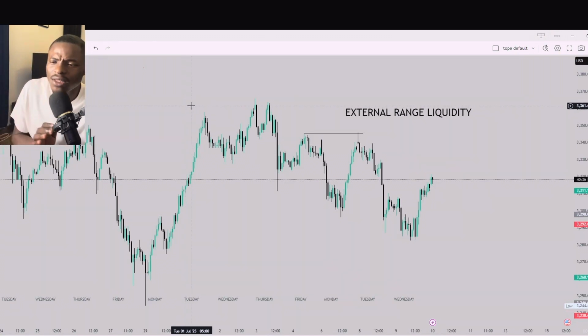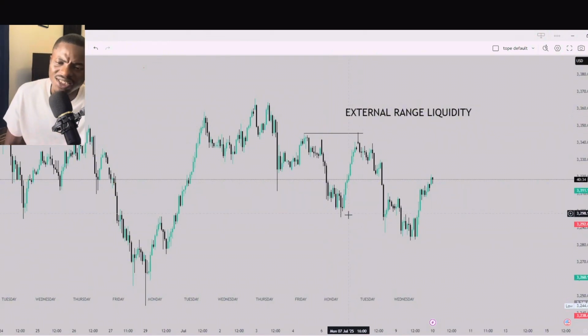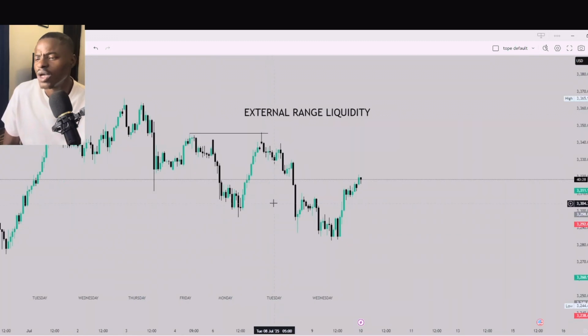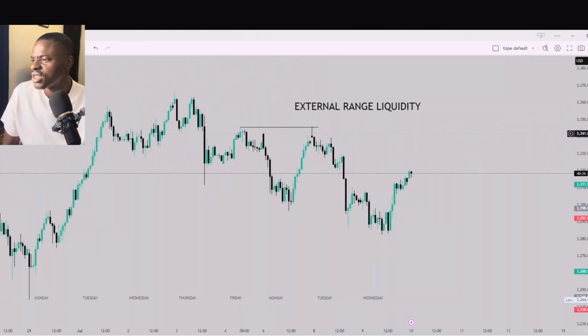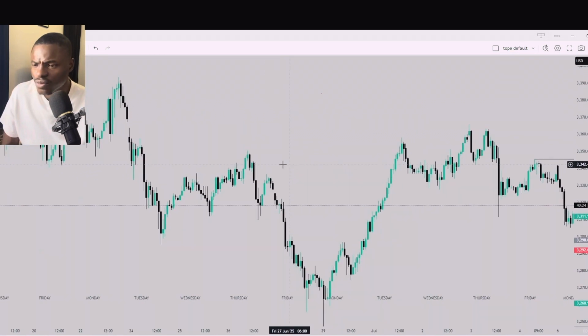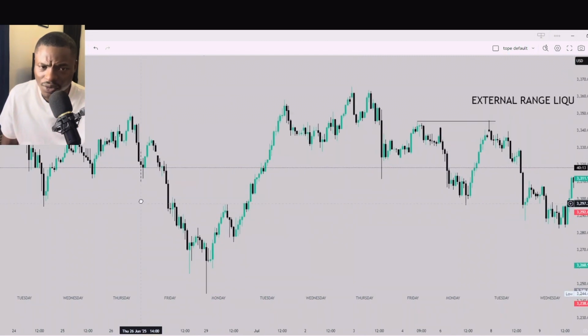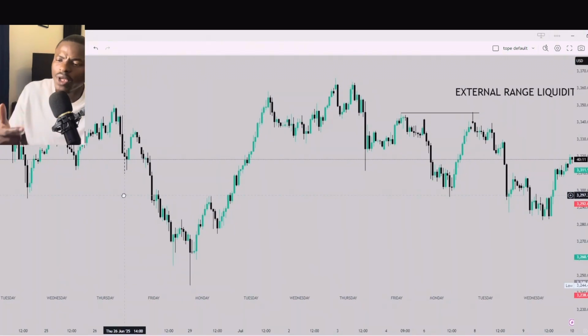So the market moves from external range liquidity to internal range liquidity. This is what an external range liquidity is: previous session high. After we take this previous session high, we are due for a movement. For example, here too, we took out this high right here and we have a change of state of delivery and we start going down. So that's how the market moves. After taking out external range liquidity, we are going for the next area of liquidity.